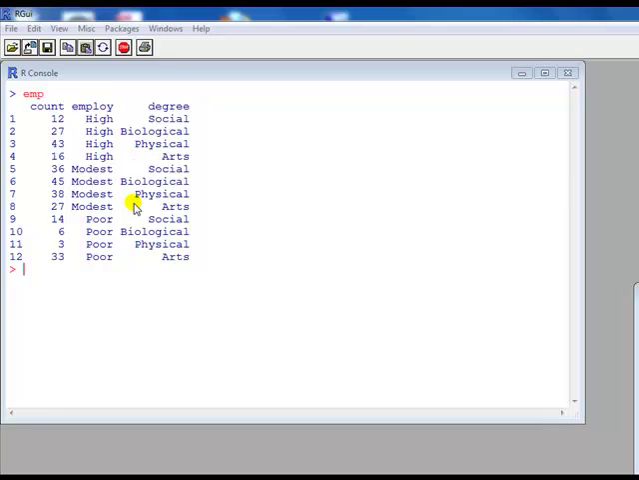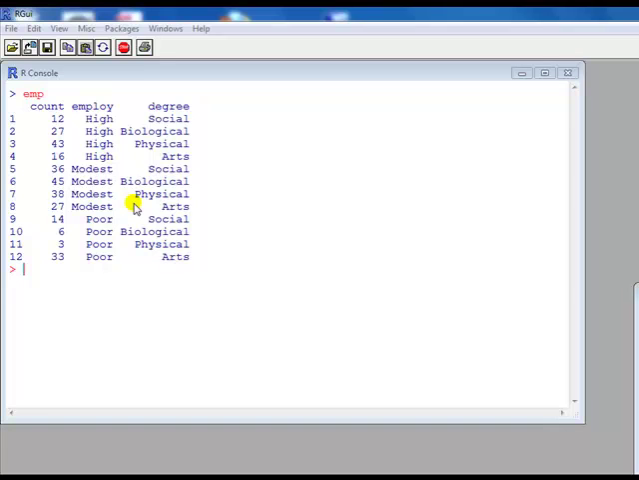Now, being a test, we will need to know what is the null and what is the alternative hypothesis. The null hypothesis is there is no association between employment and degree. In general, the null is there is no association between attributes A and B.